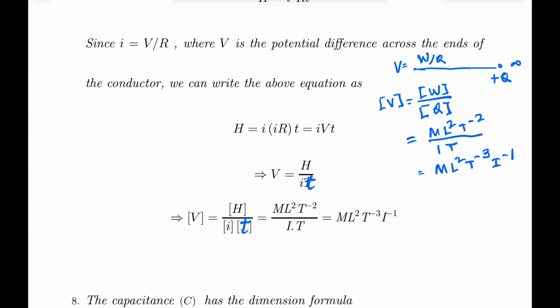You see from here that this and this are the same. These two are the same, even though they have been derived by different methods. So this is what I meant when I said that to derive the dimensional formula for a physical quantity, you must know any equation in which that physical quantity appears. So this has been derived by using the heating effect of current, and this has been derived by using the concept of potential at a point. So these two results are the same.